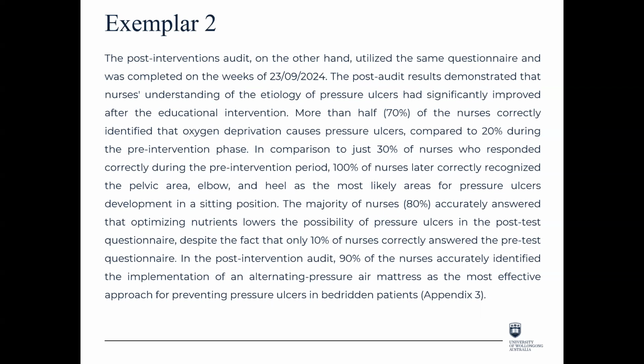The majority of nurses, 80%, accurately answered that optimising nutrients lowers the possibility of pressure ulcers in the post-test questionnaire, despite the fact that only 10% of nurses correctly answered this in the pre-test questionnaire. In the post-intervention audit, 90% of nurses accurately identified the implementation of an alternating pressure air mattress as the most effective approach for preventing pressure ulcers in bedridden patients, and that was in Appendix 3.